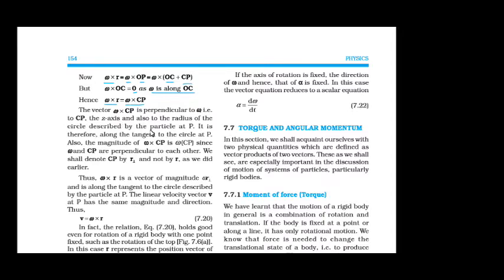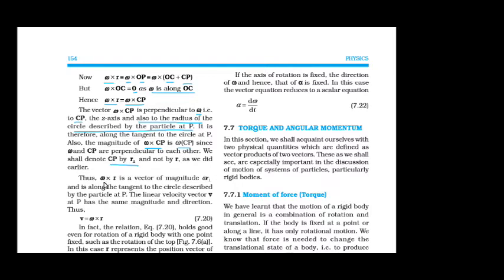The vector omega cross CP is perpendicular to omega, that is, to CP, the z-axis. Also, CP is the radius of the circle described by the particle at P. Therefore, the magnitude of omega cross CP is equal to omega into CP, since omega and CP are perpendicular to each other. And CP we can denote by r perpendicular, not by r.